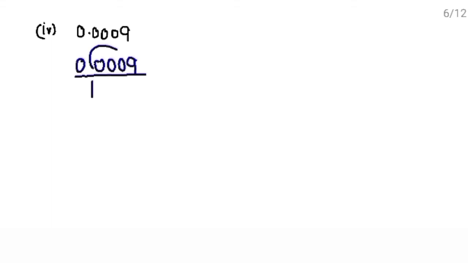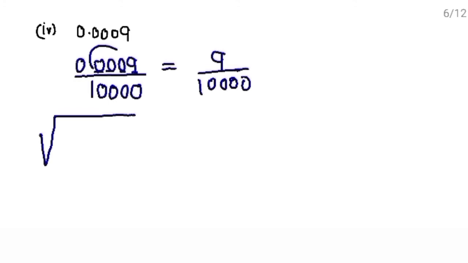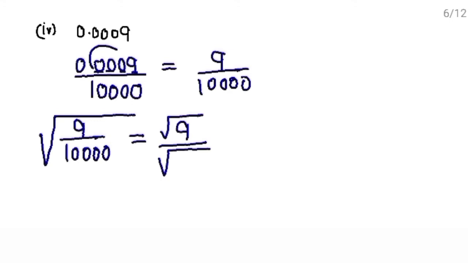Remove the decimal, put 1 in the denominator. How many decimal places do you have? 1, 2, 3, 4. So put 4 zeros in the denominator. So this is equal to 9 upon 10000. Now you will find its square root. You have to find its square root. This is the symbol of square root. It means you will find the square root of the numerator, the square root of 9. You will also find the square root of 10,000.